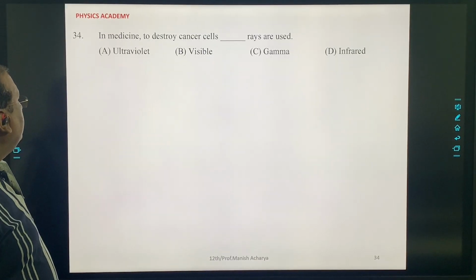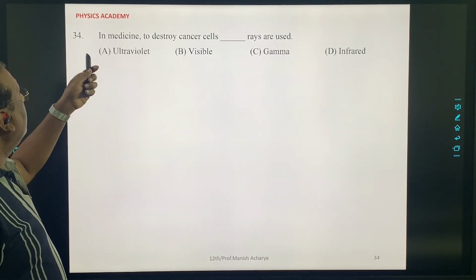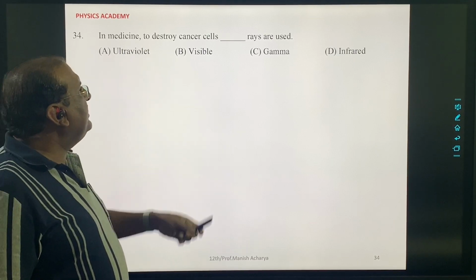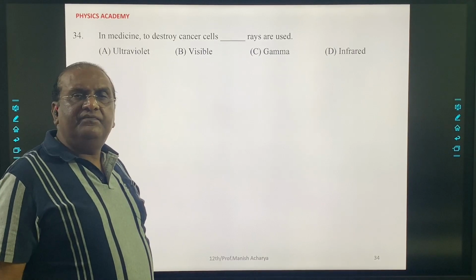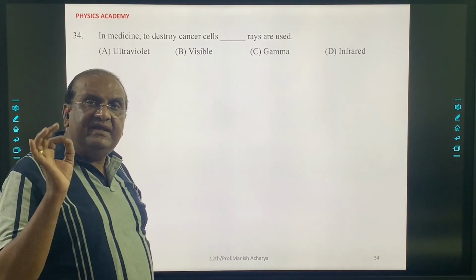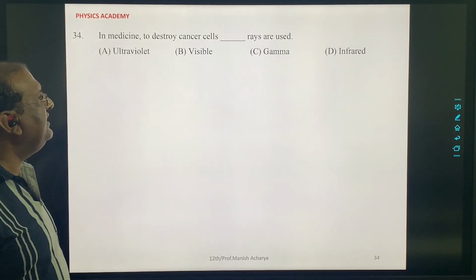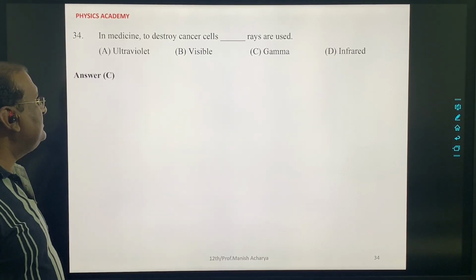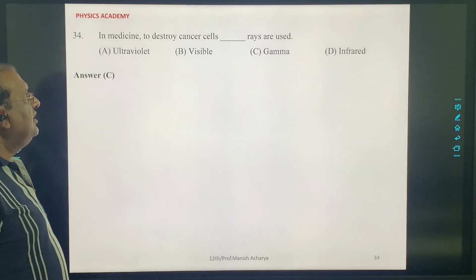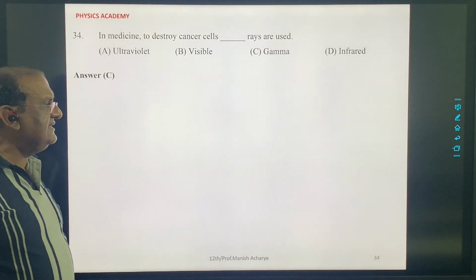Now question number 34. In medicine, to destroy cancer cells, which rays are used? The rays which are highly energetic ones are used here. So we know this thing, gamma rays are highly energetic ones, so they are used to destroy cancer cells.